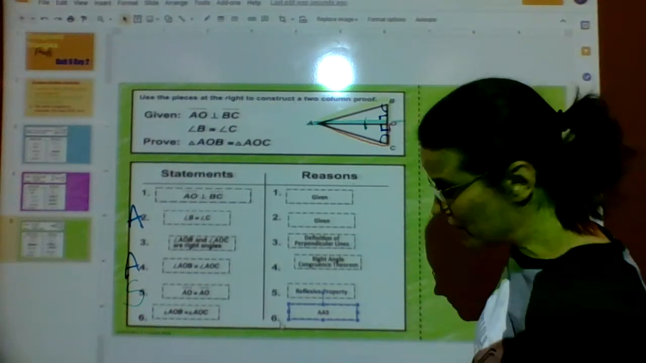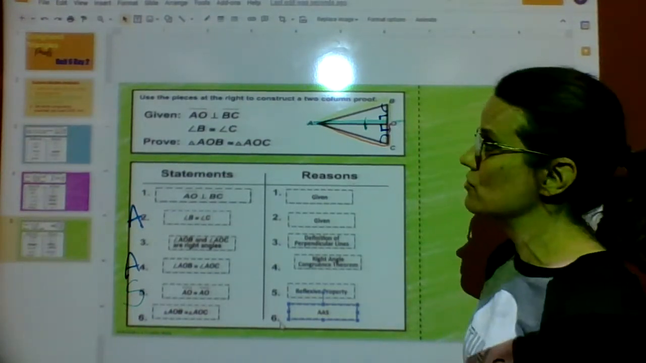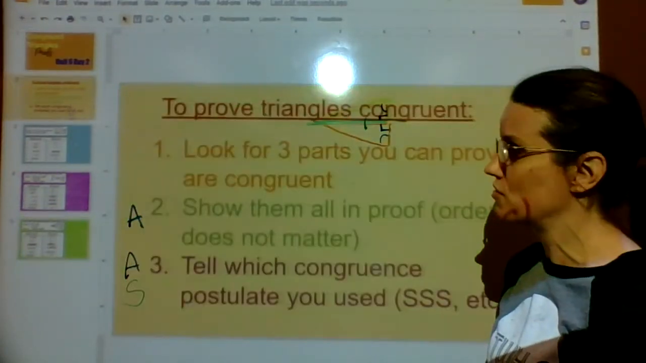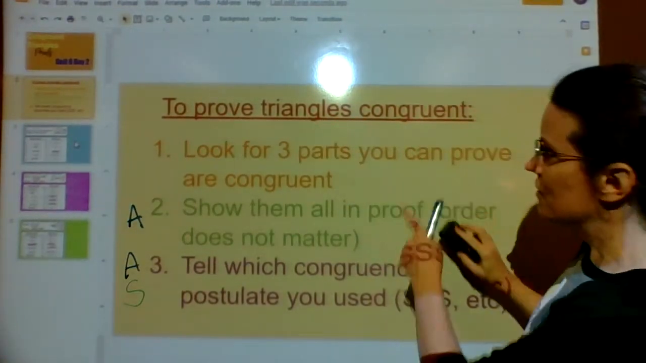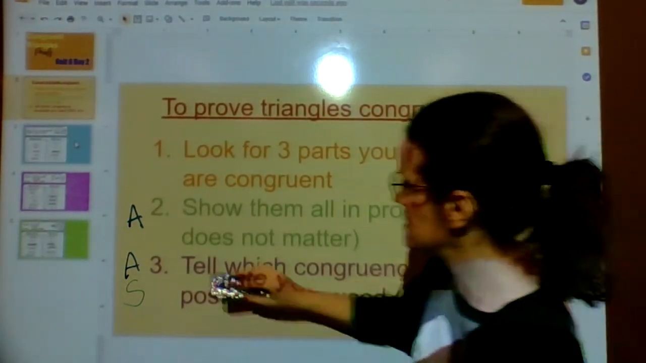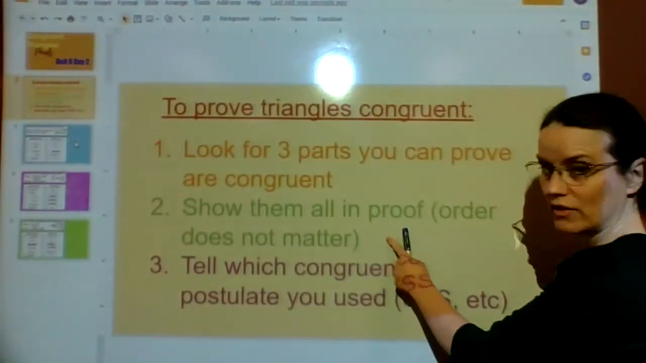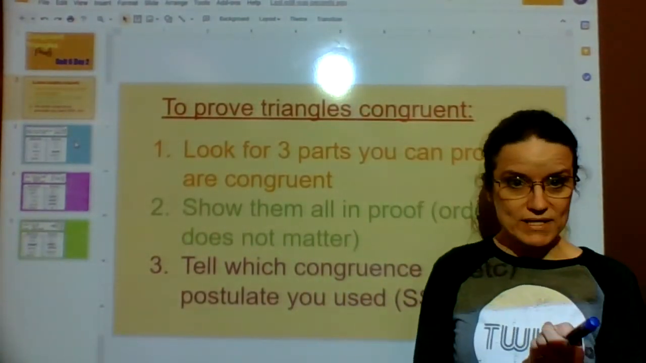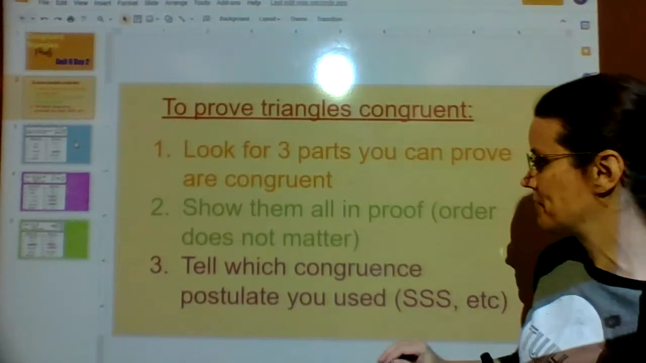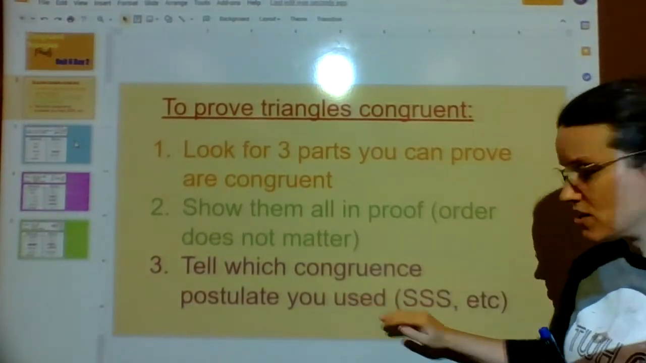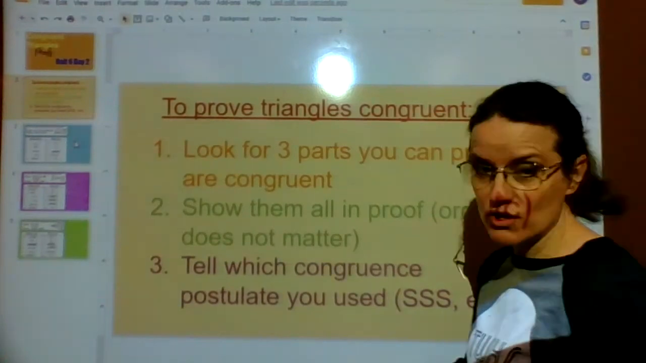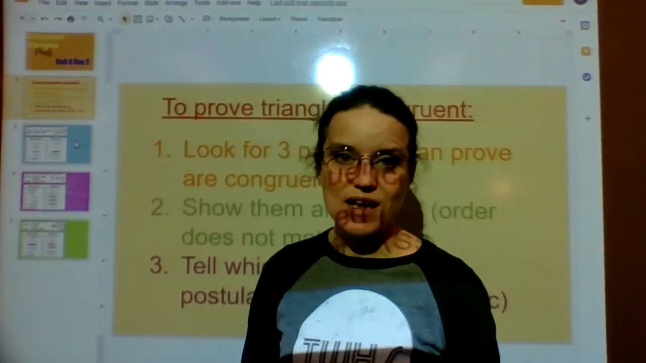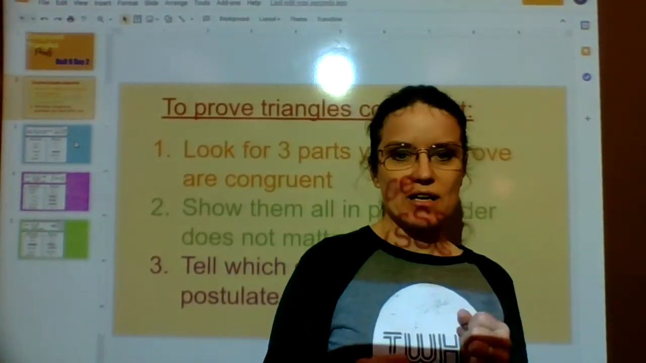And so that is proving triangles congruent, guys. Remember, you've got 3 steps that you're always trying to follow. You're wanting to look for 3 parts that you can somehow prove are congruent. You want to list them all in your proof. Sometimes it will take more than one step for each one, but you can do it. And then at the very end, always figure out for sure which of your congruence postulates you used and write that down as your reason, and you will be able to prove triangles congruent.